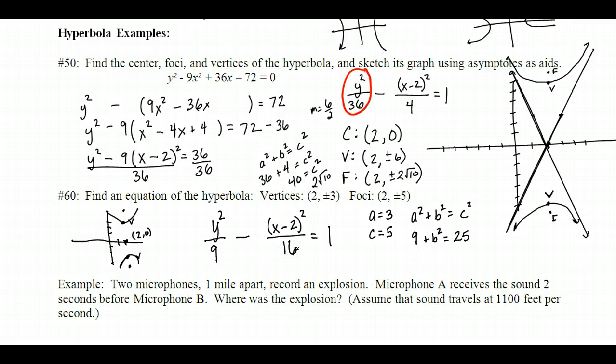And there's our equation. You don't have to write the equation in standard form. This form is actually preferred because you can tell things from it. You can tell where your center is, you can easily find your vertices, your foci, etc.